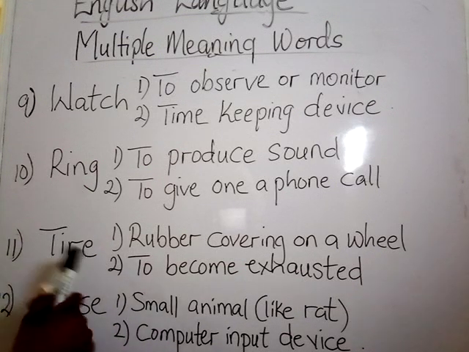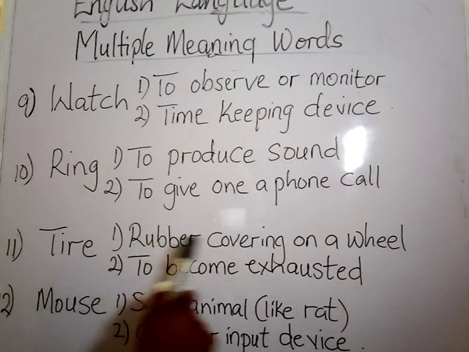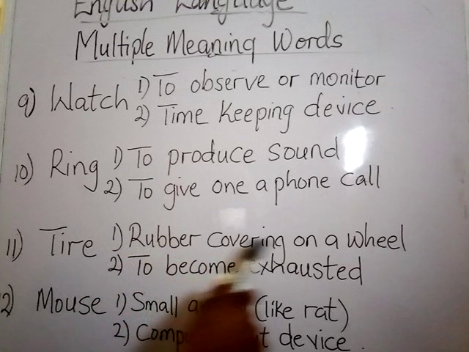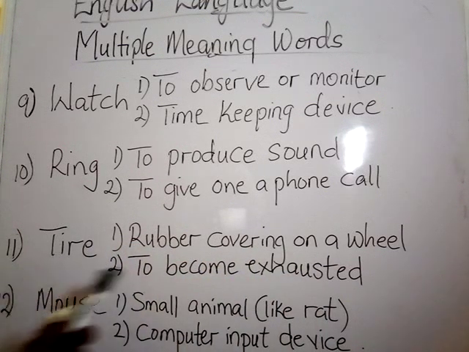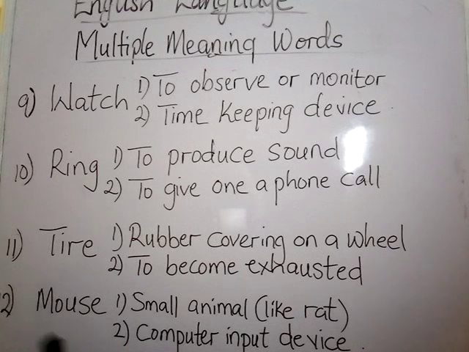And the next one here is tire. Tire one could be the rubber covering on a wheel. The wheel for your bicycle, the wheel for your car. There is a black rubber material that covers it, that rolls on the road. That rubber material is called the tire. And then it can also mean to become exhausted. You become exhausted, you lack energy, you are weak. Okay, so I'm tired, I've been working since morning.